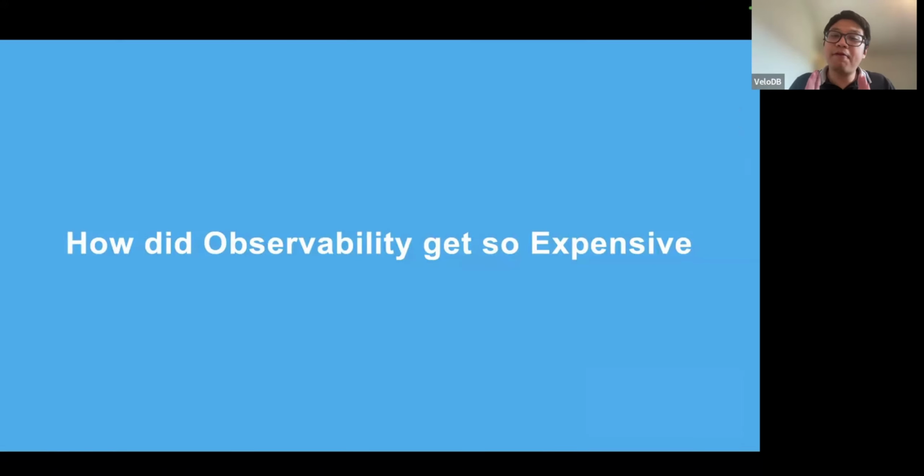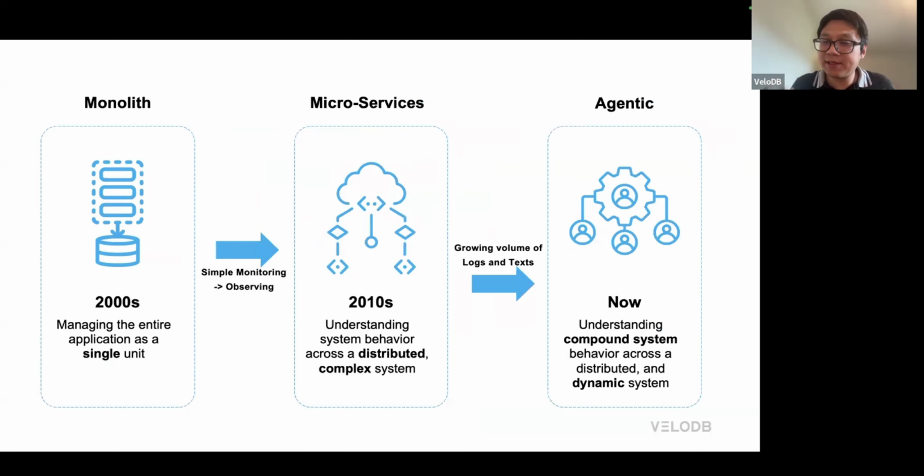But for today, we're going to focus on the observability use case with Apache Doris and VeloDB, and primarily tackle how things get so expensive and what we can do about it. To really understand why things get so expensive, we want to look back in history to understand where all of this data that's causing the cost to go up is coming from.